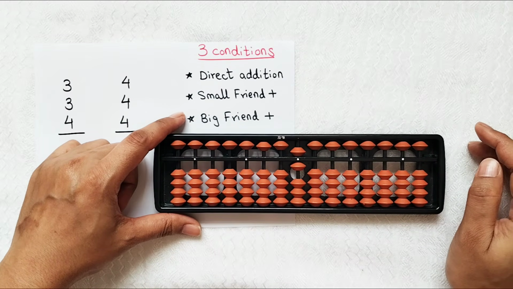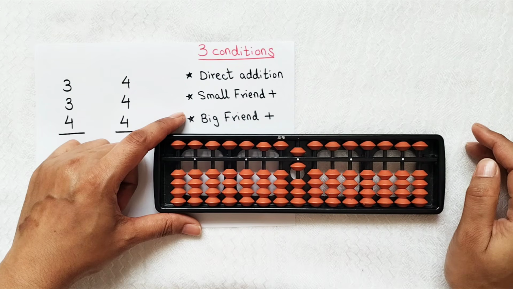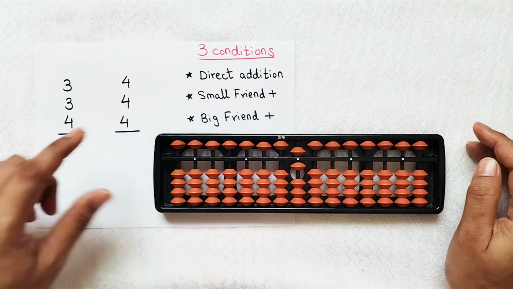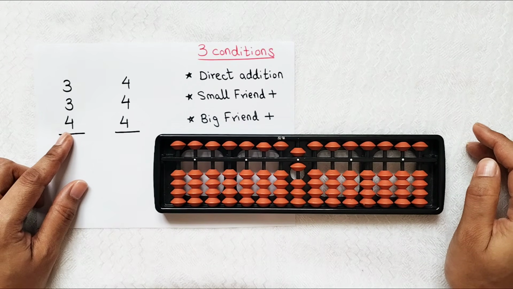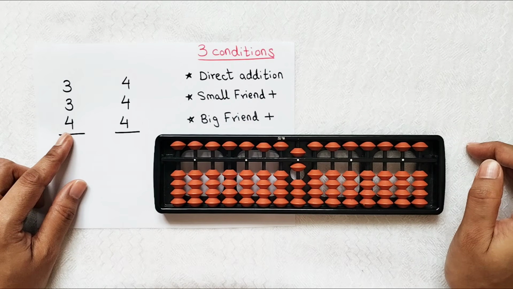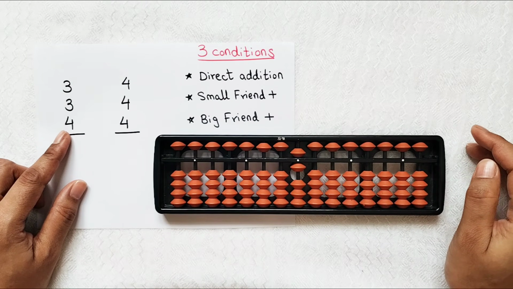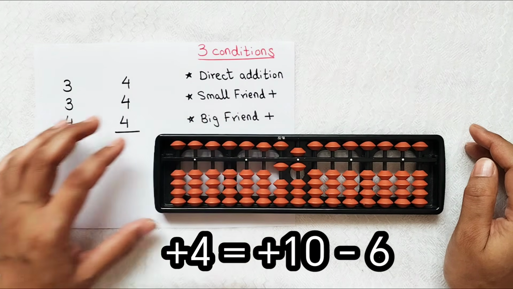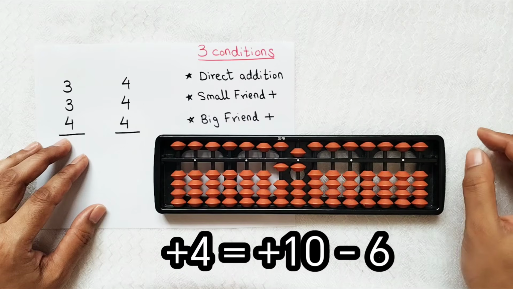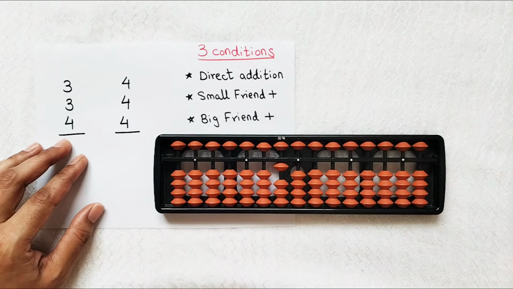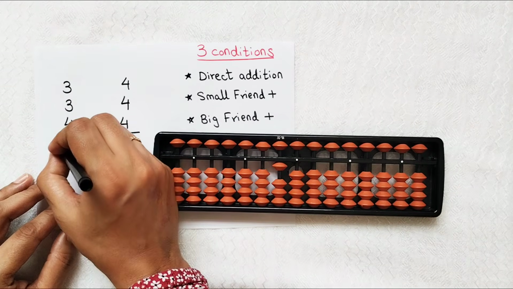So I have to go for the third one, that is the big friend addition. So now this 4 I have to add using big friend addition. Who's the big friend of 4? 6. Very good. So what is the formula here? Add 10 and less the friend of 4, that is 6. So my answer is 10.